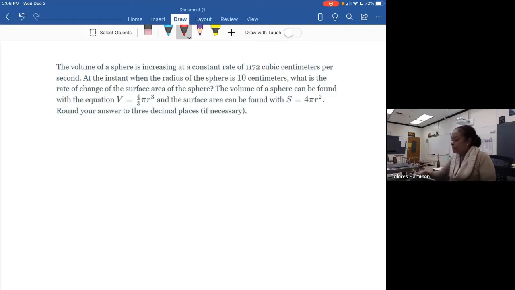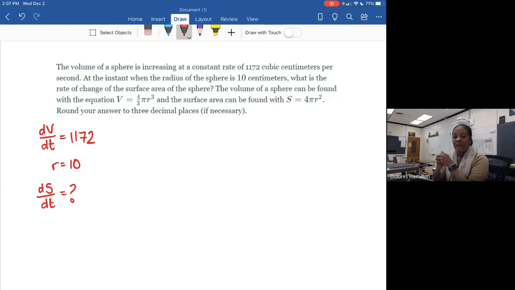Let's look at this problem. This one I pulled from Delta Math. So we're given the volume of a sphere is increasing at a constant rate of that. So immediately, I'm hoping you know our dV dt is 1,172 cubic centimeters per second. Fine. So then, at the instant r is 10, what is the rate of change of the surface area of the sphere? And you'll see they give you surface area formula, volume formula. You don't have to have those committed to memory. They're asking us in this question to find dS dt.